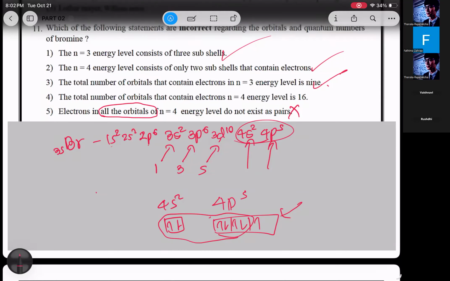Right. The total number of orbitals in the n equals 4 energy level is 16. Orbitals can exist although there are no electrons. So 4s2, 4p5, 4d0, and 4f0. All of these can exist, no issues at all. So altogether there are 16 orbitals here. Although there are no electrons, they can exist. Right.